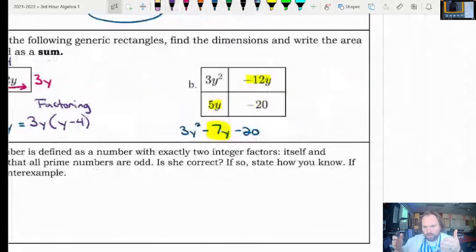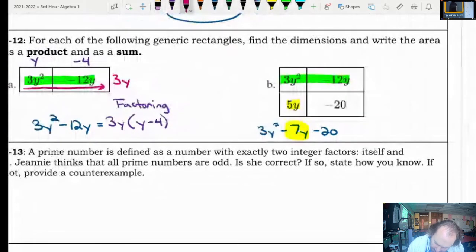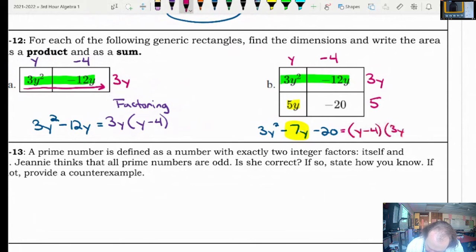Basically, pick any row or column you want to work with and factor things out. You might notice that the top row is exactly the same as the top row of the previous problem. So that's going to help us out quite a bit. In fact, we can go ahead and just copy our answer from the previous problem right now, y minus 4. Which means we really only have to think about the bottom part, which has to be 5, because 5 times y is 5y, and 5 times -4 is -20. And so as a product, the answer would look like this: (y minus 4) times (3y plus 5).